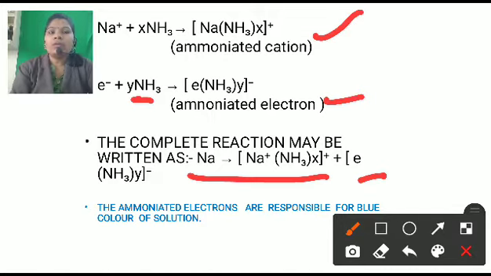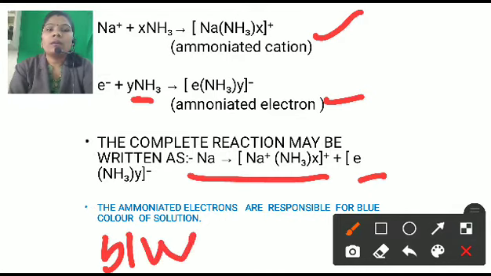Whenever this solution is formed, the ammoniated electrons are responsible for the blue color of the solution. Whenever this electron gets free, the solution becomes paramagnetic, and due to this paramagnetism, the solution becomes blue in color.